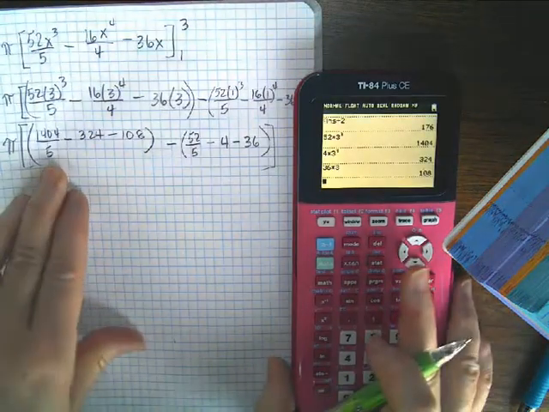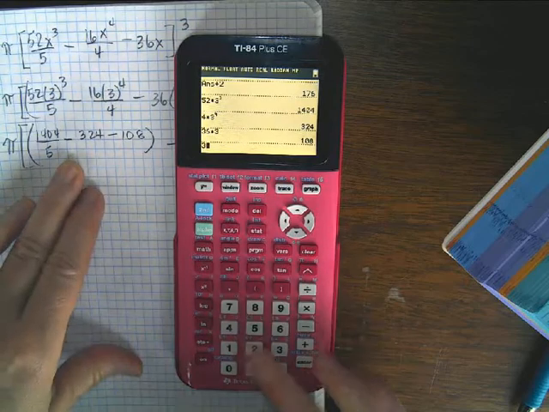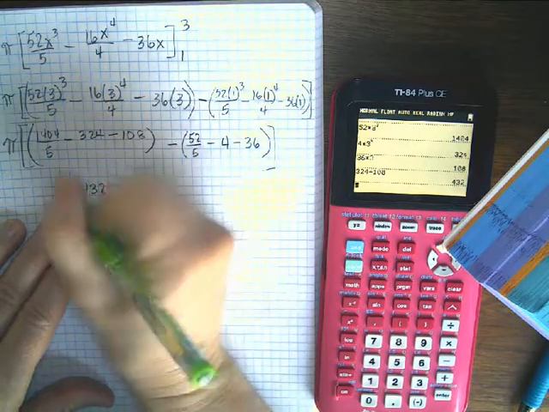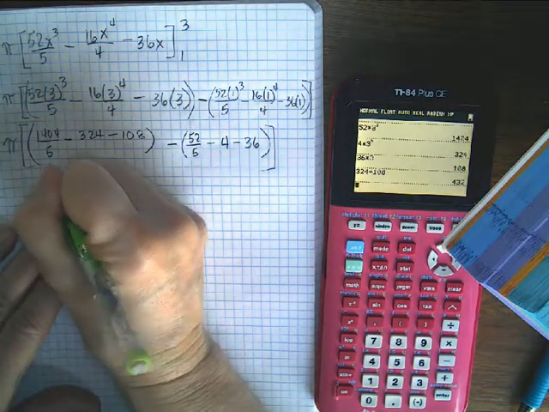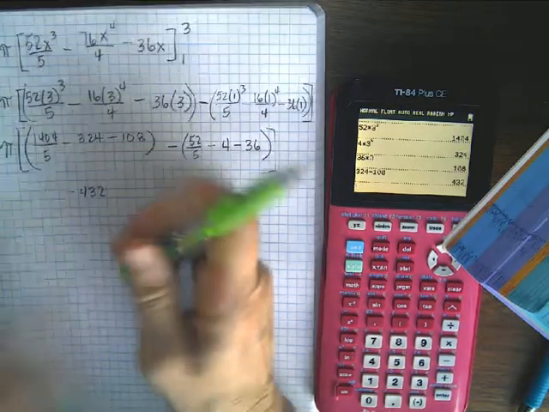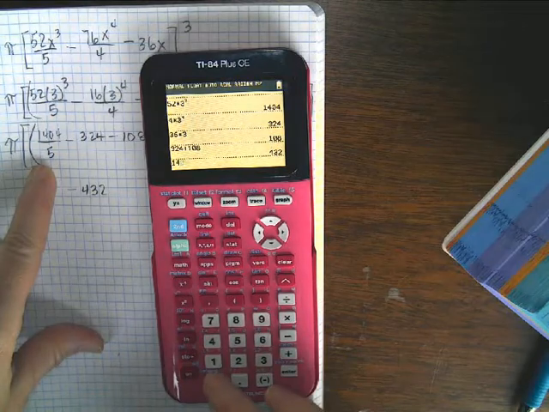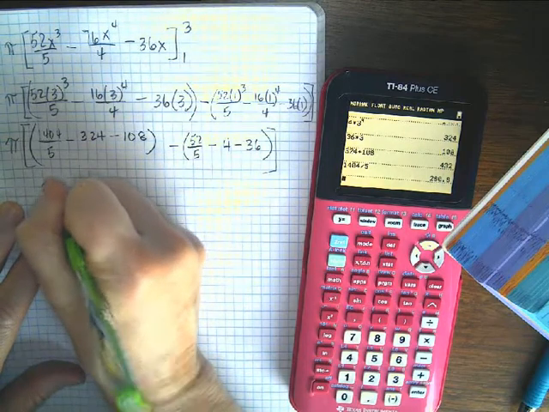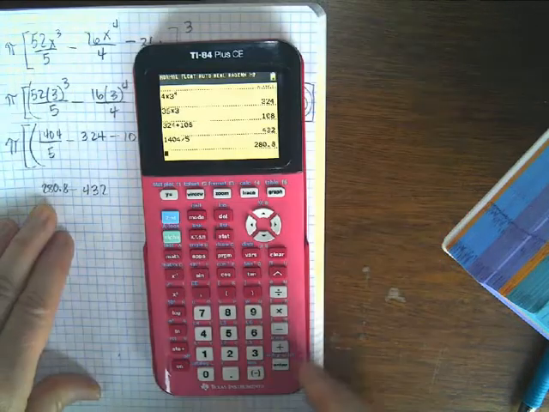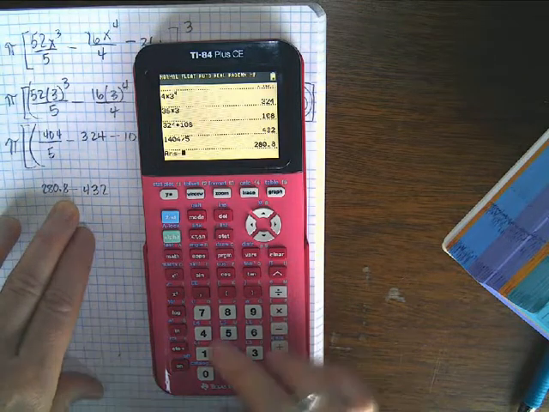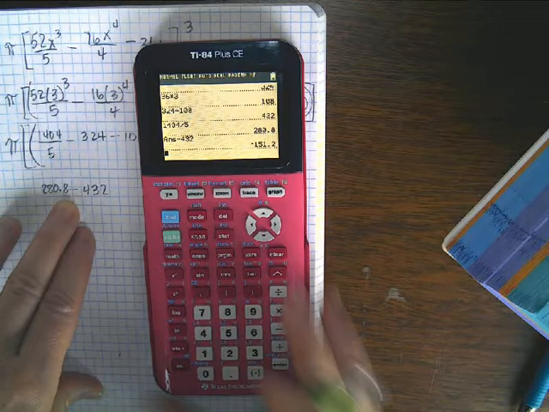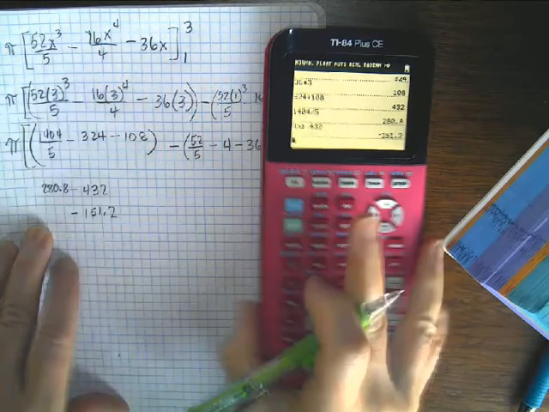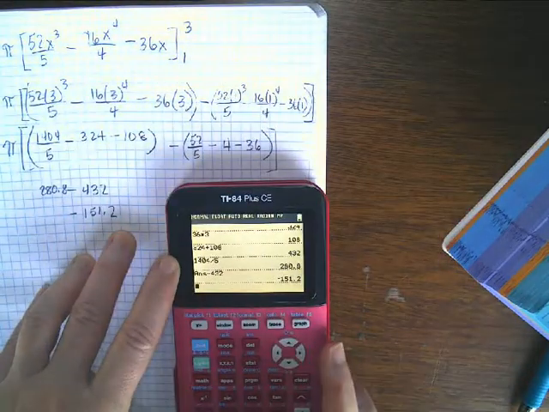Oh, this is going to be great because these are going to be in fifths. Okay, so 324 and 108 is 432. Actually, I can go ahead and change this to a decimal because if it's a 5, I know that it's going to be a nice decimal. So 280.8. Uh-oh, I have a feeling I'm going to get the wrong answer. Minus 432 because we had 2 thirds before. This is not looking good. So that gives me negative 151.2. Oh no, this is starting to not look good. What did I mess up?